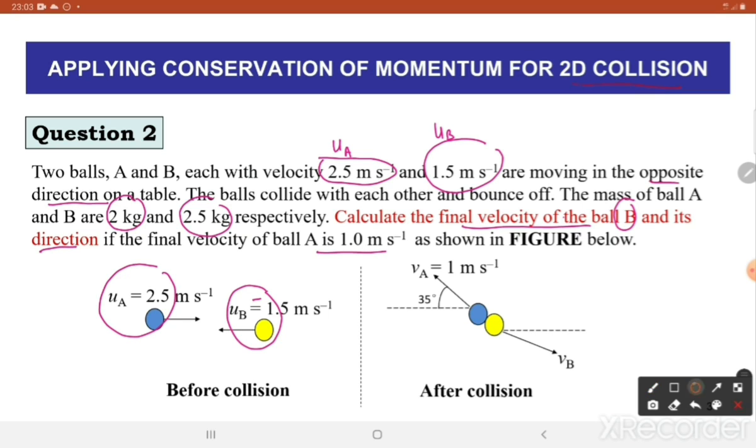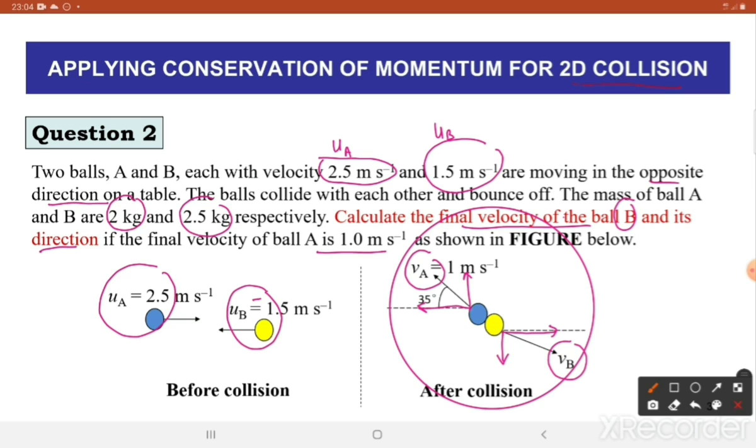So by referring to this figure, this one is an oblique collision, and when you refer to VB and VA, these vectors VA and VB actually lie in between the X and Y axis. So we need to resolve VA into Y and X components. Same goes to VB into X and Y components. For this oblique collision, we need to apply the principle of conservation of linear momentum separately along the X and also along the Y axis.